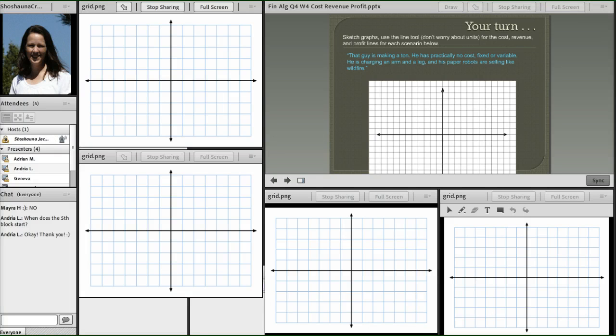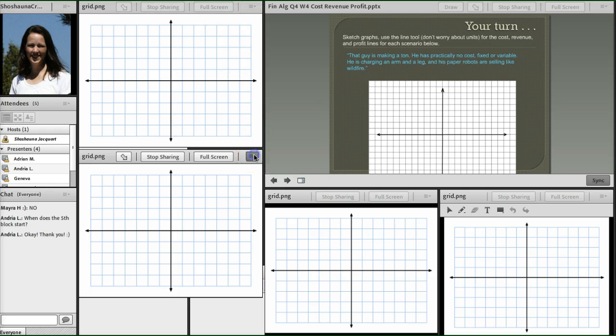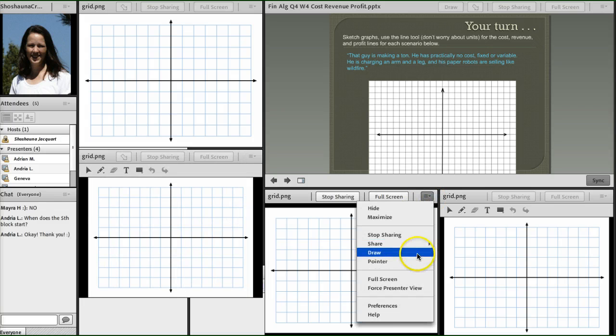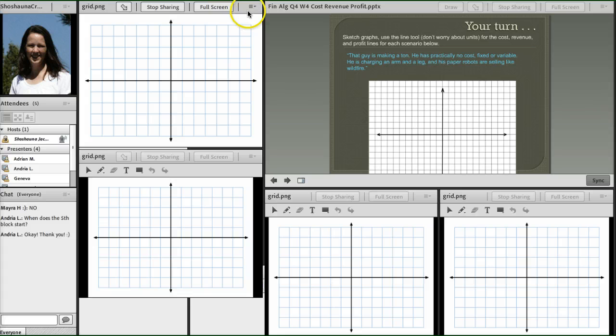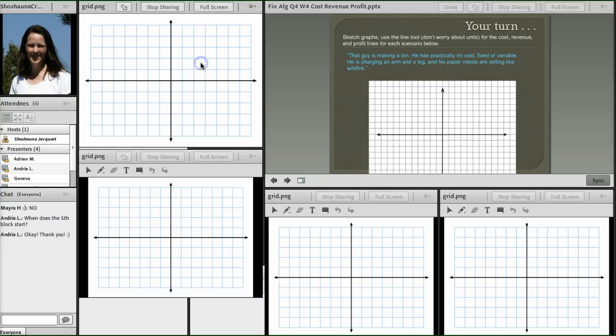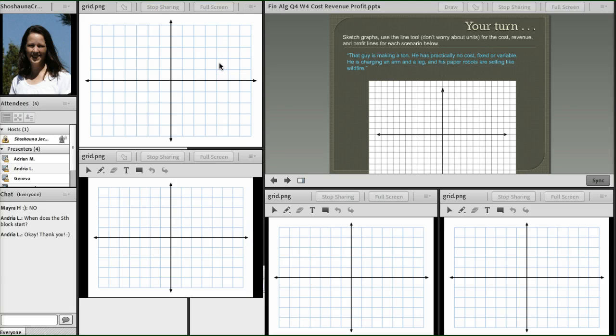You should all be able to draw on these. You select the right corner and you click draw. And so everybody should be able to draw on one. Is that one not working?